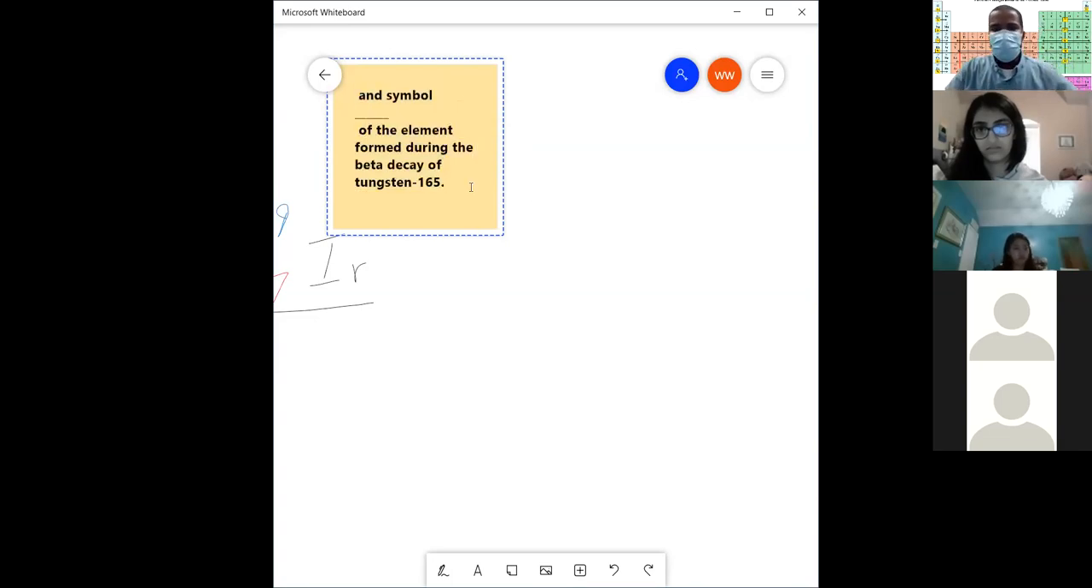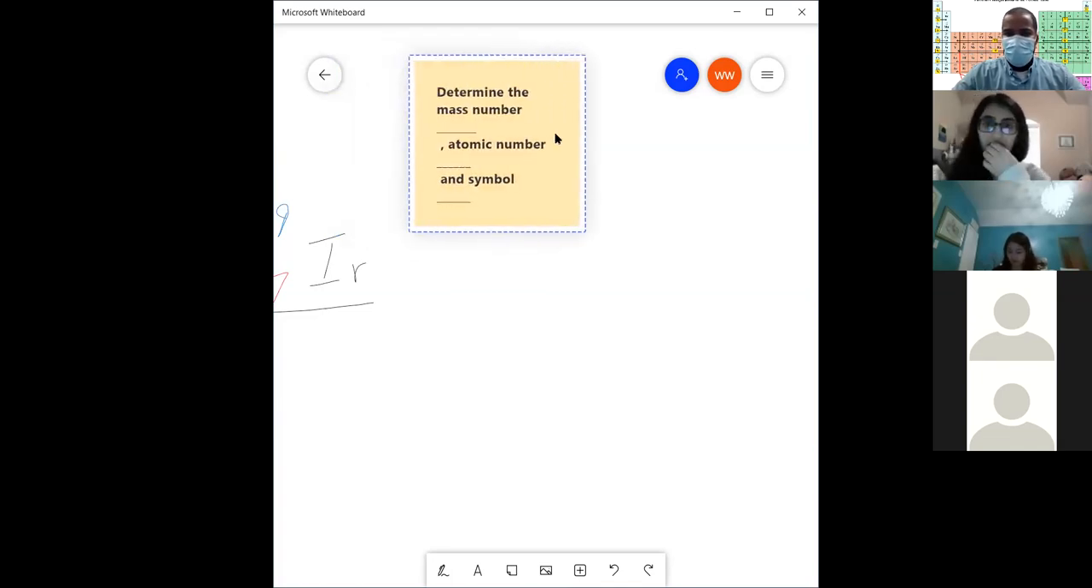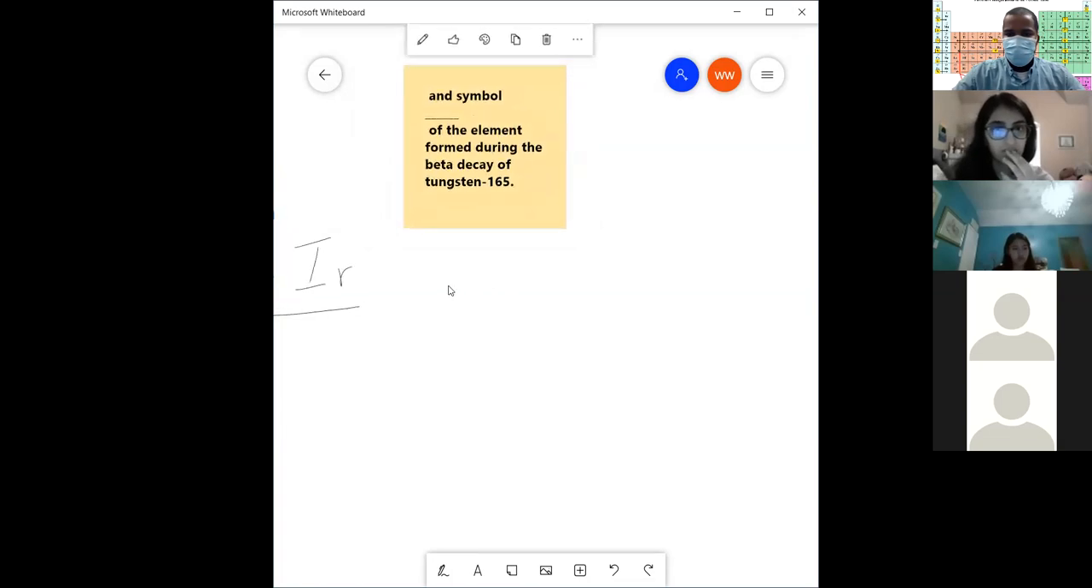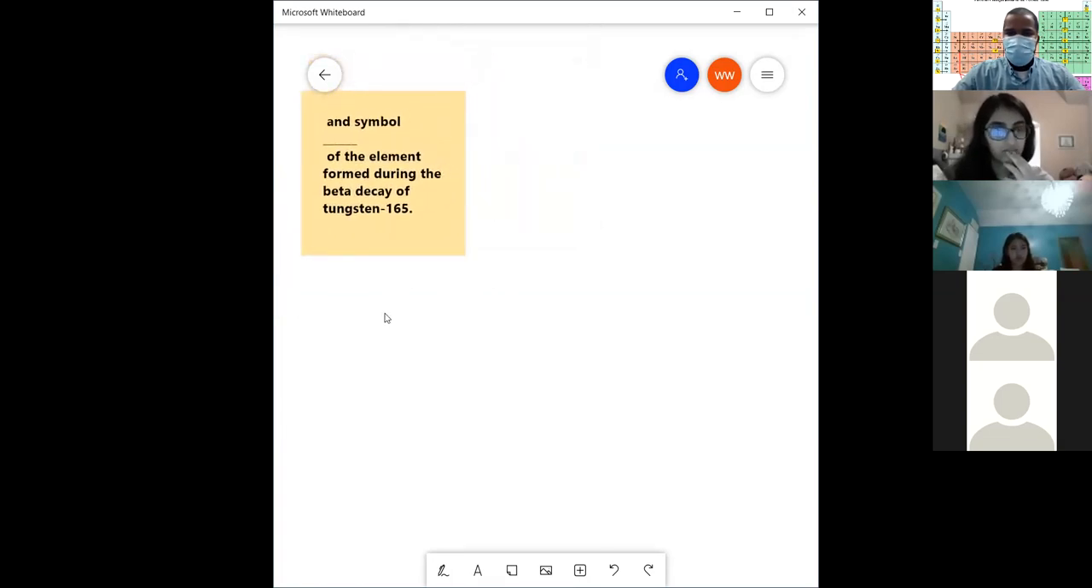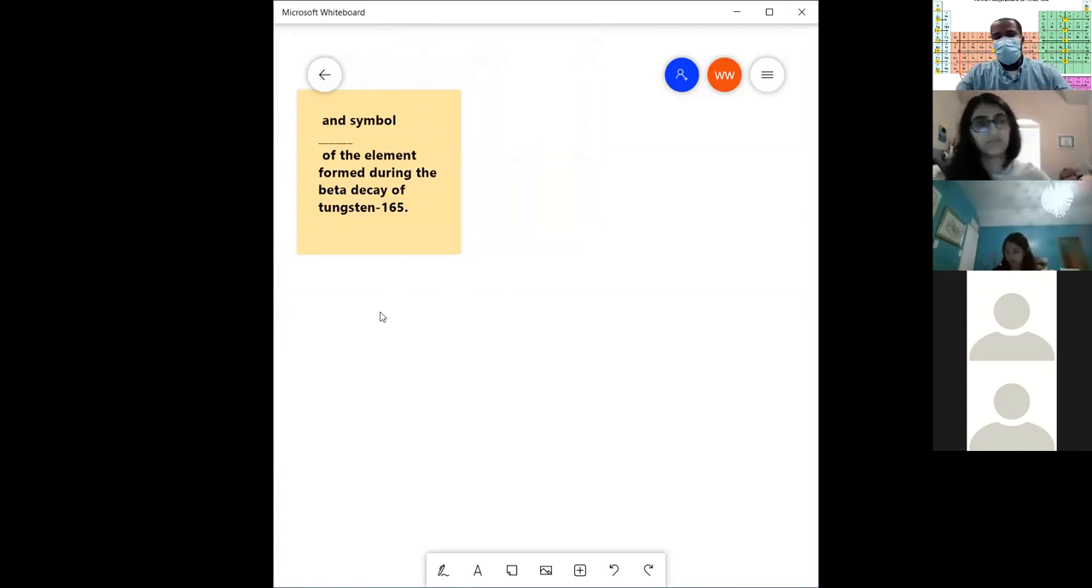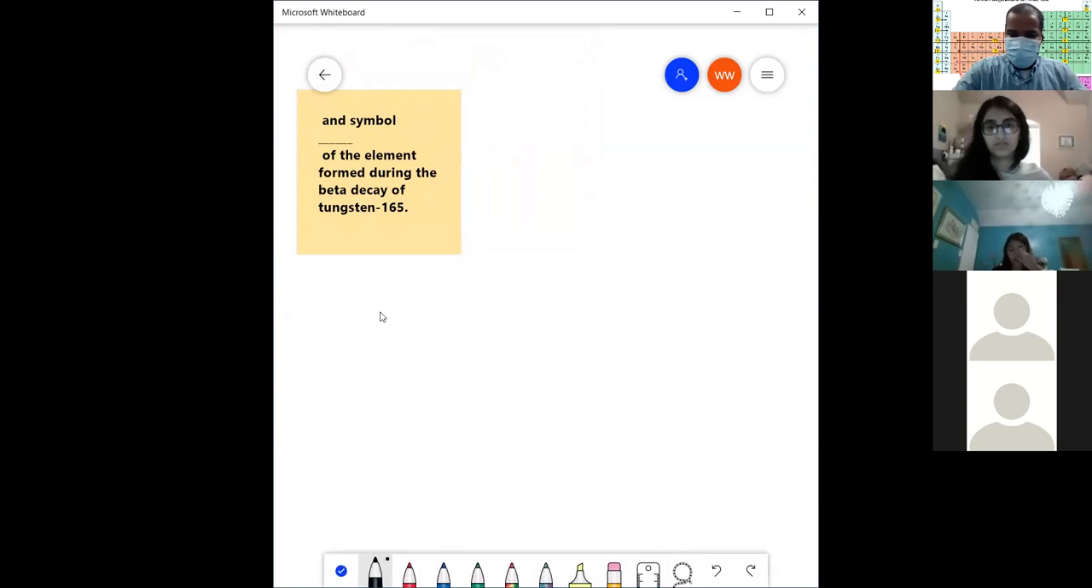Okay. Other element formed during the decay of tungsten 165. All right, let's do this problem. So we have tungsten 165. Caitlin, what's the mass of tungsten 165? 165. Absolutely. So we have the mass is 165.